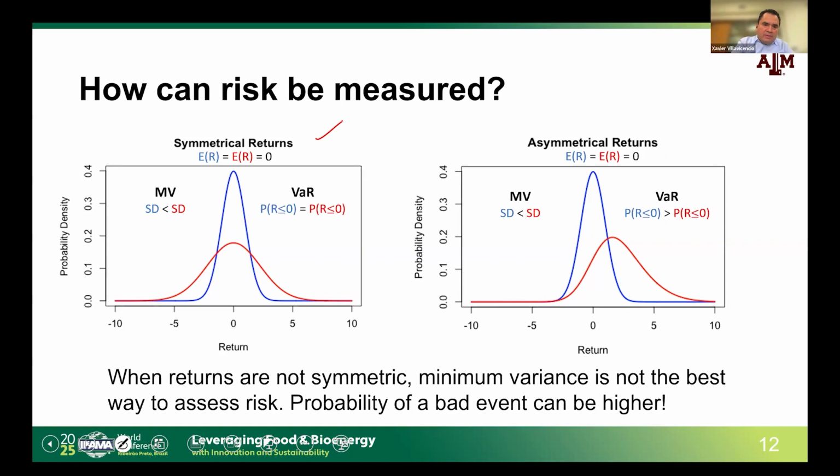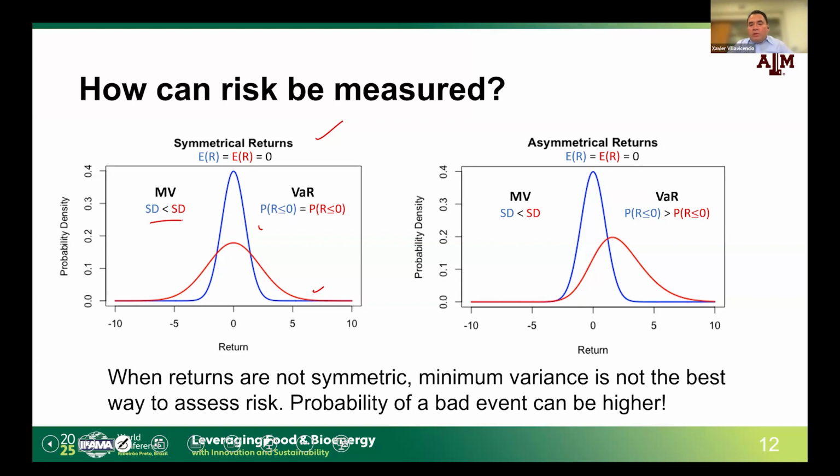look at this. We have this blue distribution and the red distribution. So for a given farmer, if the farmer wants to minimize the risk, the less risky alternative is the blue one because it has the lowest variance. However, since these two distributions are symmetrical, the probability of a bad event is basically the same here.